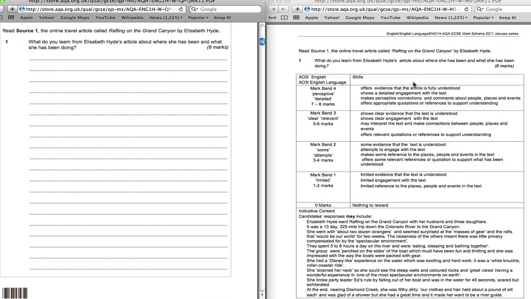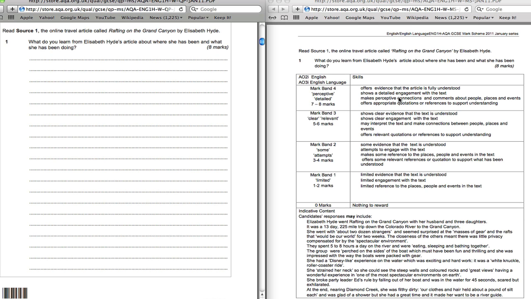Now what you're trying to do is make sure that you hit these descriptors here. So you need to offer evidence that you fully understand. You need to show a detailed engagement with the text. Now the engagement there basically means not only do you understand it, but you can kind of work with it. So if, for example, the person is saying they've done a certain thing, maybe you can pick out how proud they were with it or some of the difficulties. You don't just pick out the pure facts, you understand what the writer is trying to tell you. You engage with it that way.